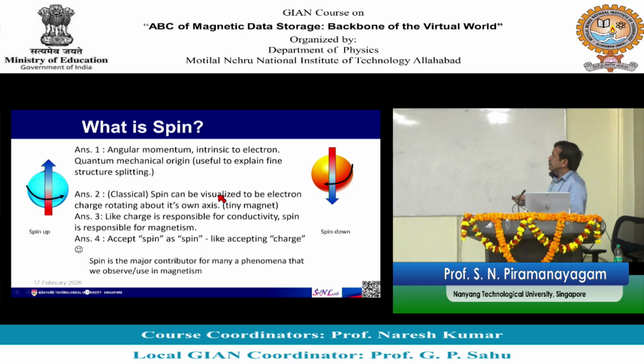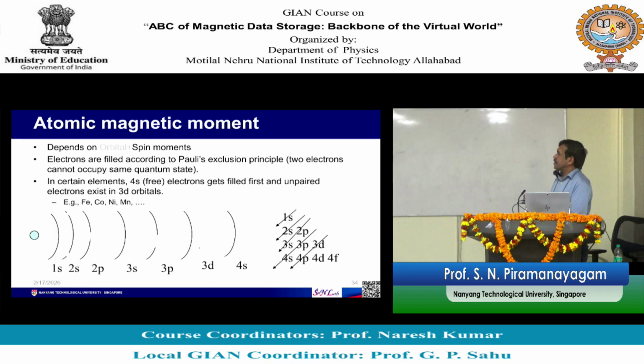Now let us move on to understand what happens in an atom. Here I am taking an iron atom as an example. You know that iron has 26 electrons. This is the nucleus of iron, and let us say this represents the 1s, 2s, 2p and so on.